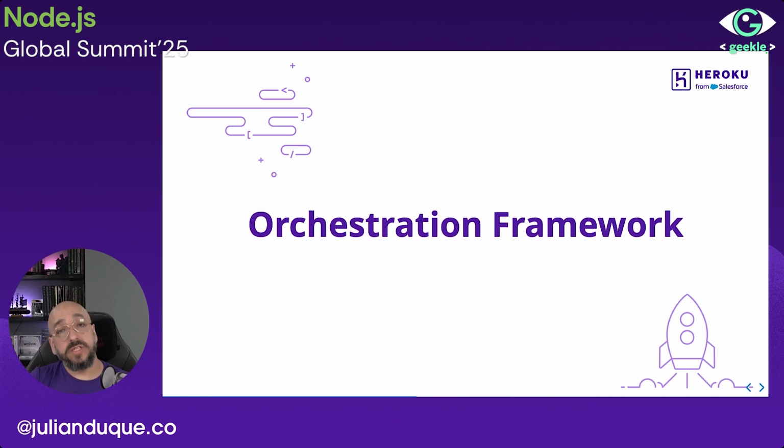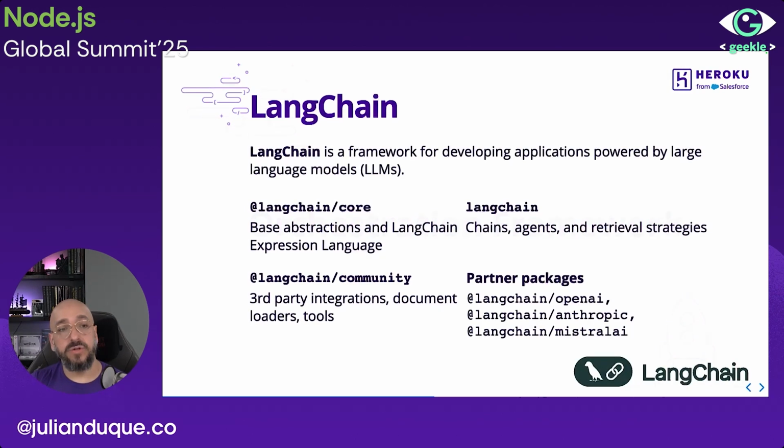We also need an orchestration framework, and as I already mentioned, we are going to be using LangChain. So, what is LangChain? It is a framework for developing, building applications powered by large language models. LangChain has different components, different packages that you can use.